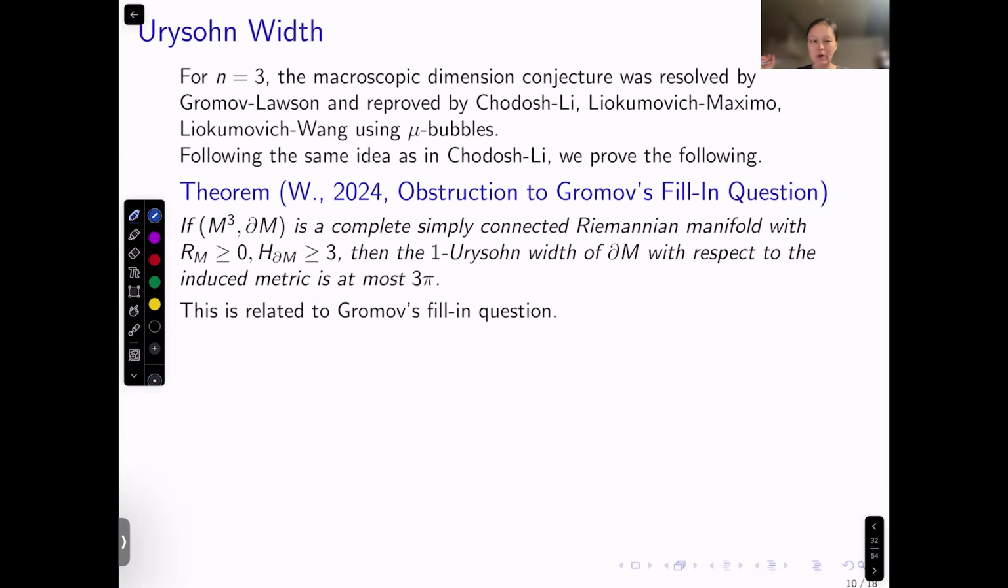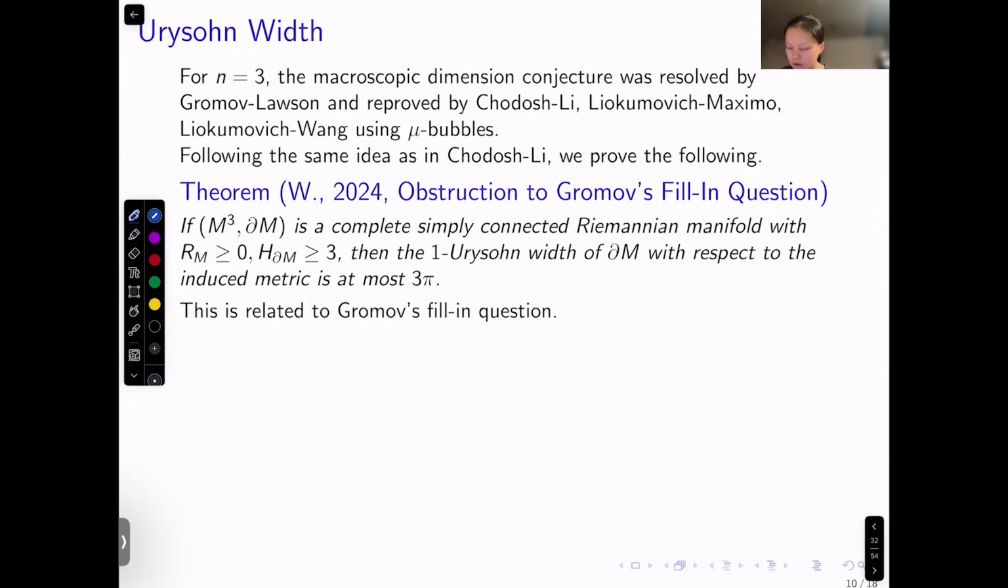So any question about the statement of the theorem? If not, let's move on to how we can approach this problem.